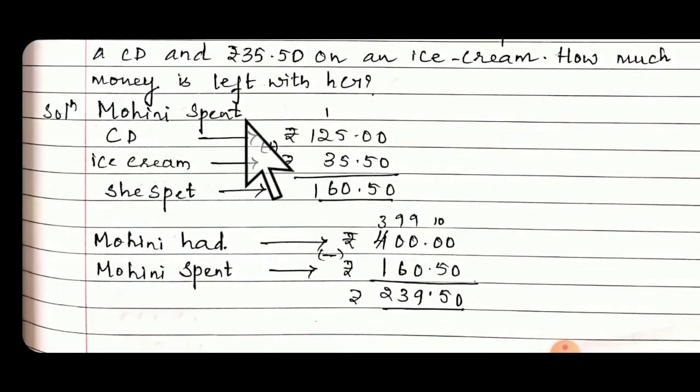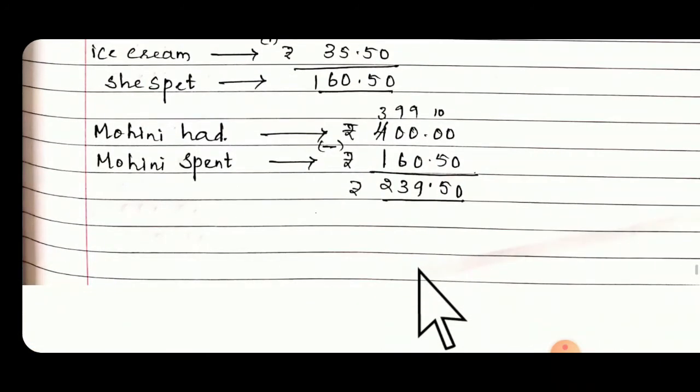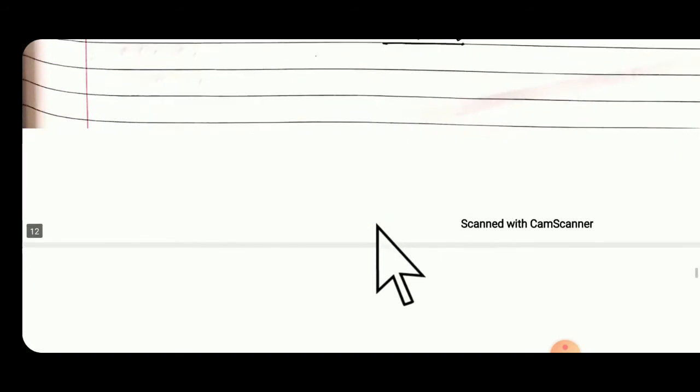See, Mohini spent for the CD 125, for ice cream 35. So add it up. So it becomes the total expenditure. Mohini had how much? 400 rupees, whereas she spent rupees 160. That means how much is left with her? Rupees 239 and 50 paise.